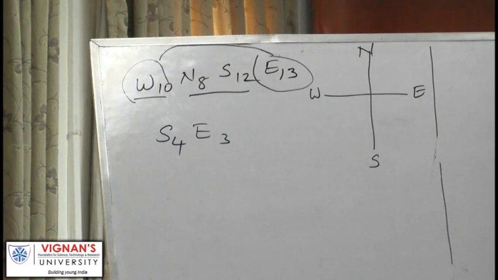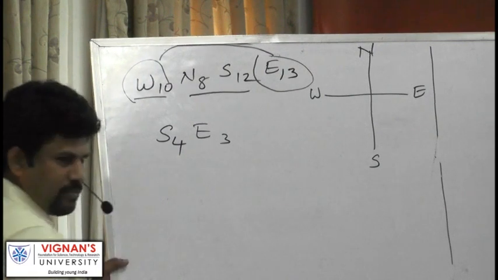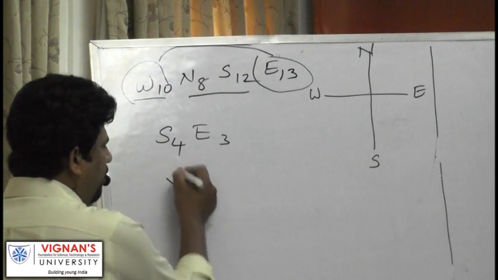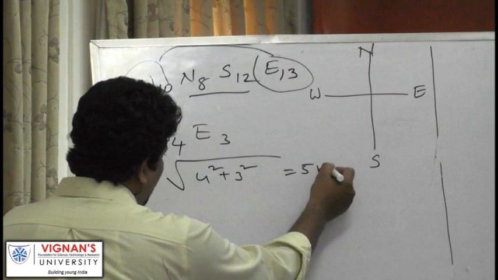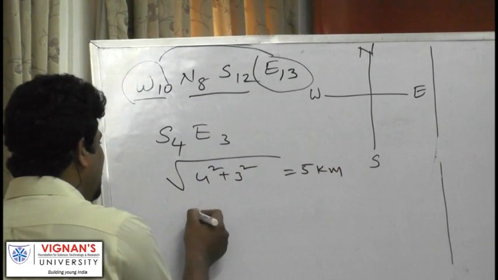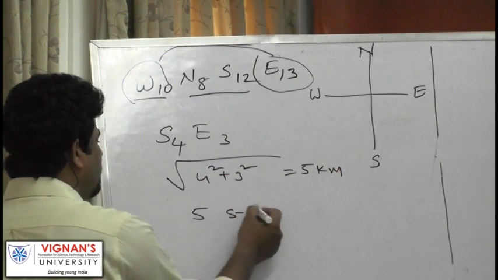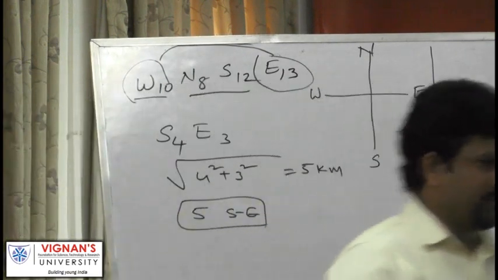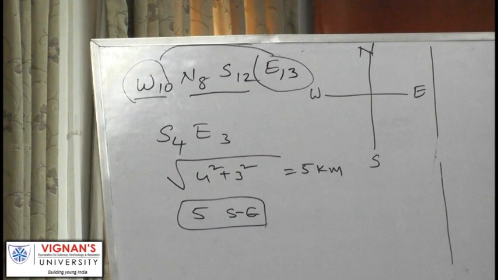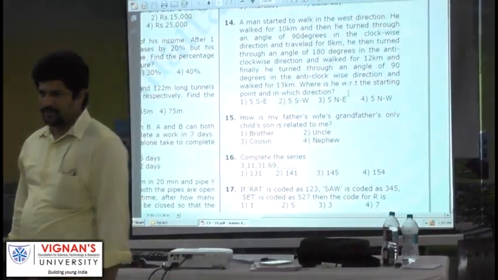So what to do then? Directly apply Pythagoras. 4 square plus 3 square, which is nothing but 5 kilometers. So finally he is 5 kilometers southeast. With respect to the starting point, he is at a distance of 5 kilometers southeast. Understood?